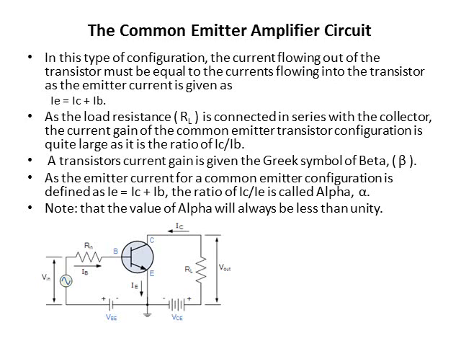The output current gain of the common emitter transistor is quite large as it is the ratio of IC by IB. A transistor's current gain is given by beta, and the emitter current for a common emitter configuration is defined as IE equal to IC plus IB. The ratio of IC by IE is called alpha. The value of alpha will always be less than unity.